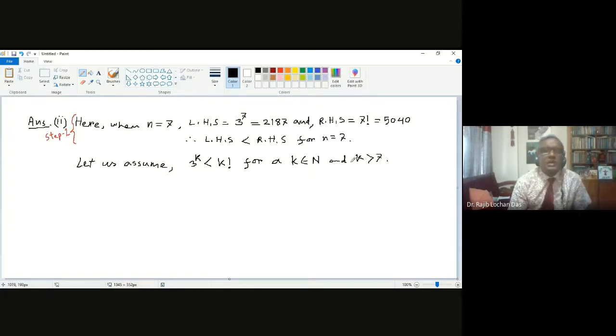So this is our theory, and it is actually equation number 1: 3 to the power k is less than k factorial. Whether you write equation number 1 or not does not matter. That is not the big thing. So you will go to the next step. What is your next step?